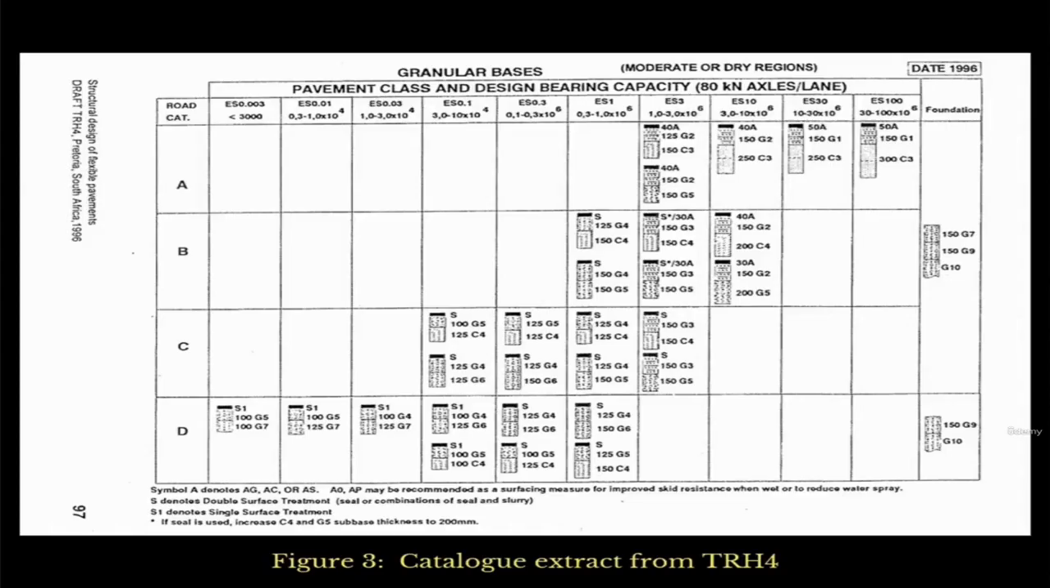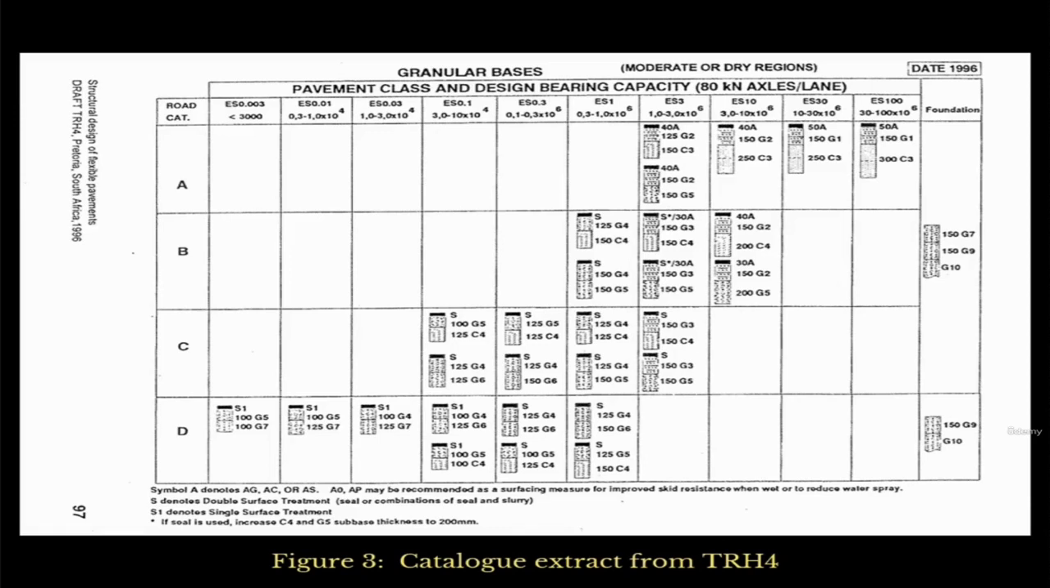And this is an excerpt from the TRH4. So as I was saying, depending on your road category, like the level of service, right, and your traffic, so this would be your traffic load, right? You can then go pick. Okay, so you can see my road service, for example, is a level of service B, right? And it also depends on the region, as I was saying. So it depends on the environment. So this is for a moderate or dry region.